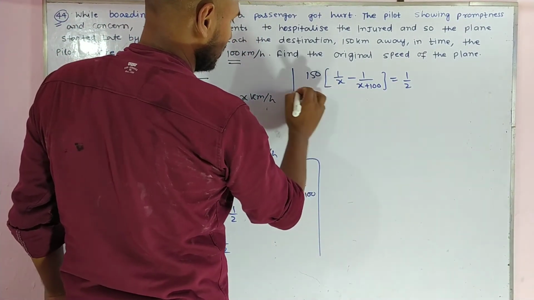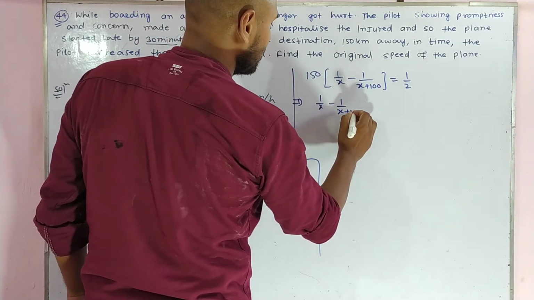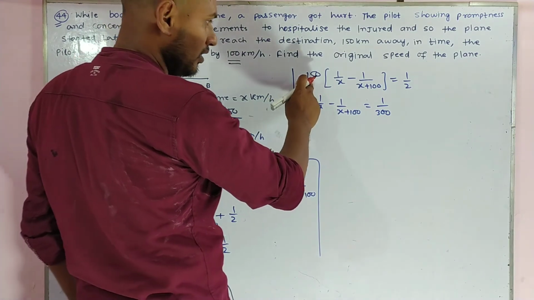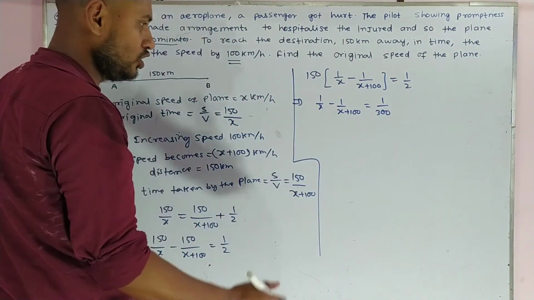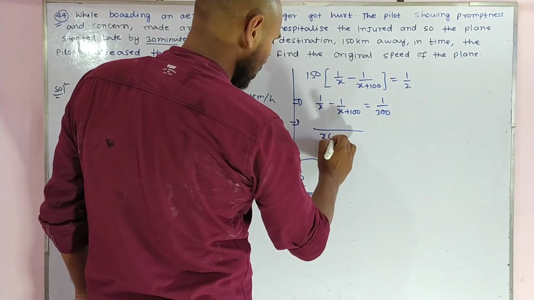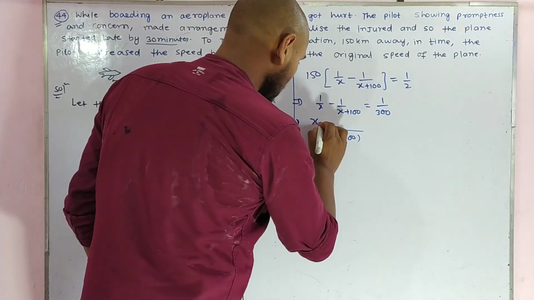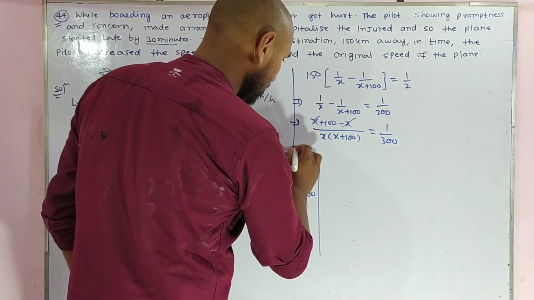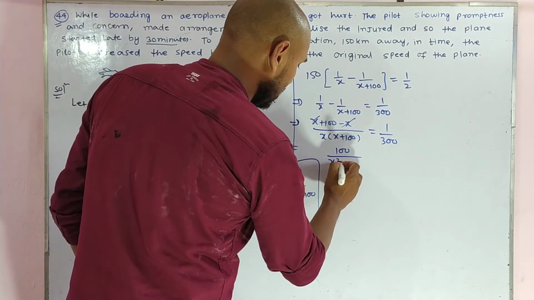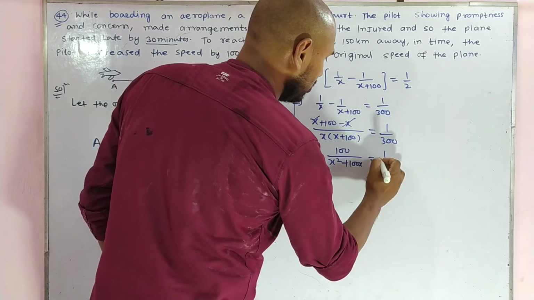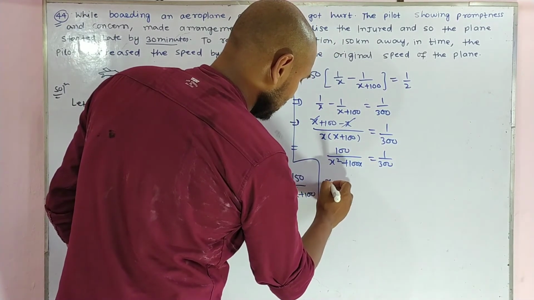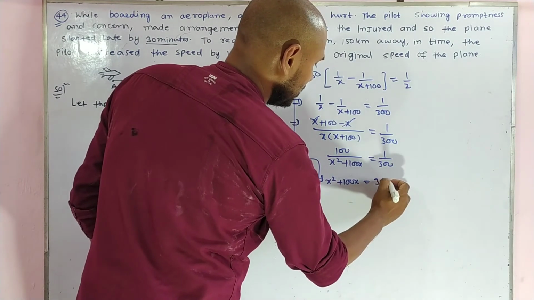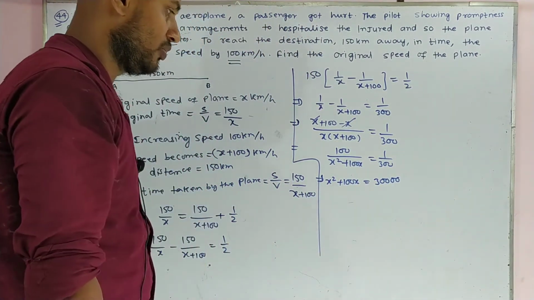Taking 1 upon x, this implies 1 upon x minus 1 upon x plus 100 equal to 1 upon 300, as we put the 150 by cross multiplication to 2, we get 15 to the 30, and there is a 0. And as you take the LCM of x into x plus 100, you get x plus 100 minus x, and it will be equal to 1 upon 300. The x will be cancelled out, and we have 100 upon x square plus 100x equal to 1 upon 300. From here you can write x square plus 100x equal to 30,000.